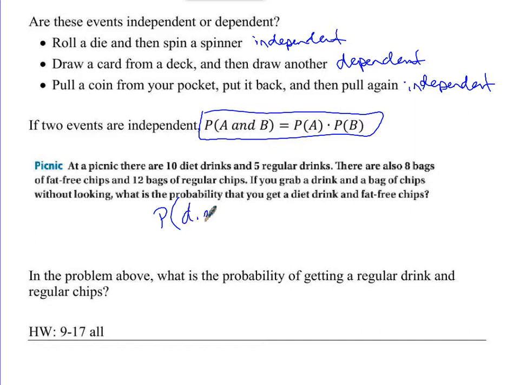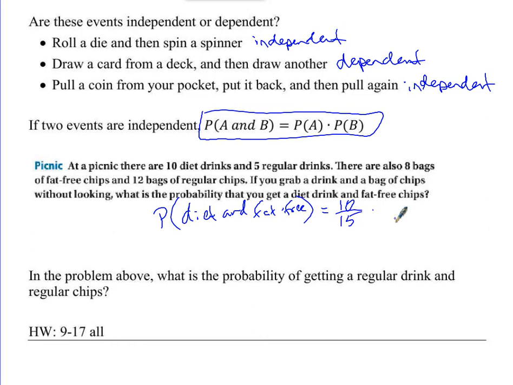Diet and fat-free. And we know what those mean. It is the probability of grabbing a diet out of the cooler times the probability of grabbing fat-free out of the bag. So what is the probability of grabbing diet out of the cooler? There are 10 diet drinks in the cooler out of 15 total drinks. Wins over ways.